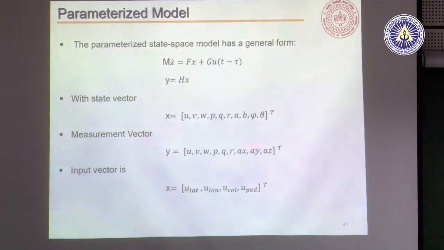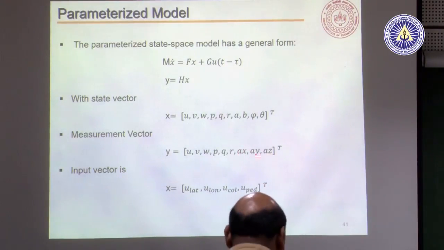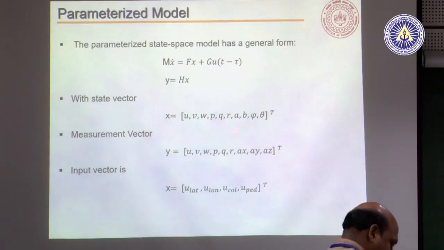So this is the general form of the state space model. Our state vector is u, v, w, p, q, r, a, b and phi and theta, no psi. The measurement vector includes u, v, w, p, q, r, so we can measure the 3 velocities, the 3 angular rates, body rates of course, and your accelerations in x, y and z. So these are the translational accelerations. The input vector is lateral, longitudinal, collective and pedal. Pedal is basically your theta collective for the tail rotor.